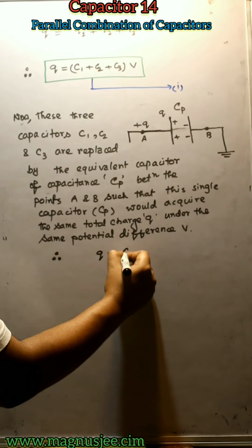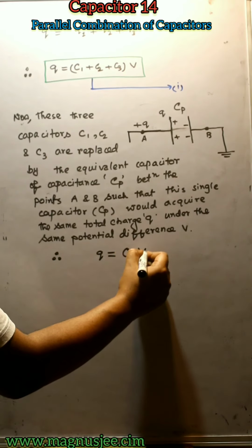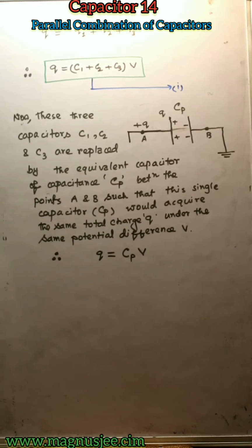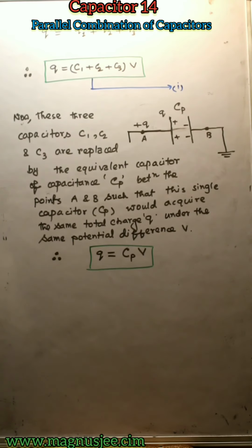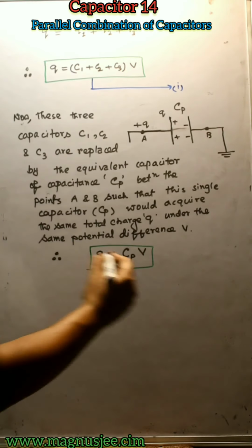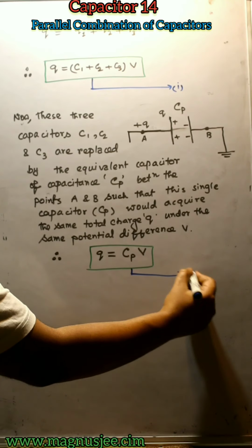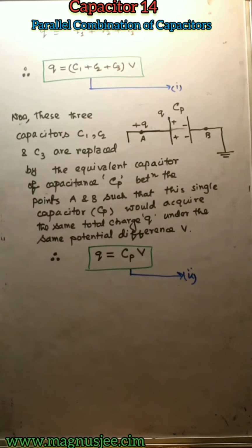Therefore, in this case, the amount of total charge Q will be Cp dot V. Q equals Cp dot V. This is equation 2. This is the amount of charge given to the equivalent capacitor Cp in parallel combination.